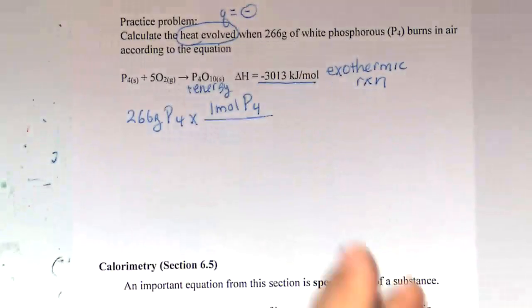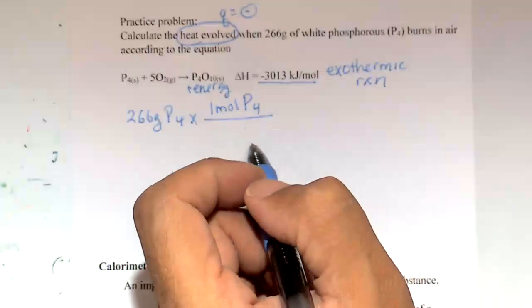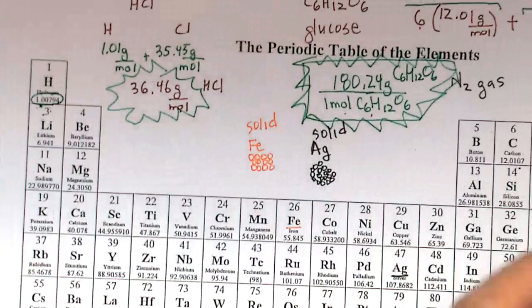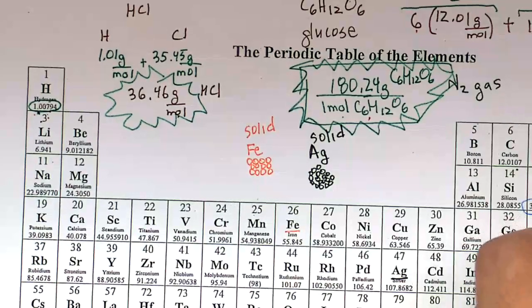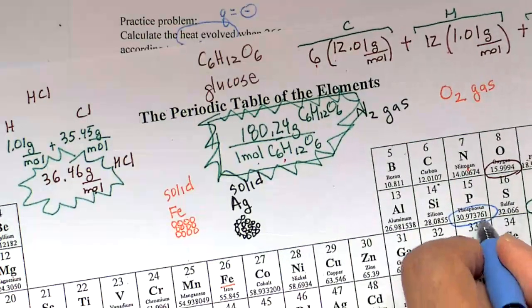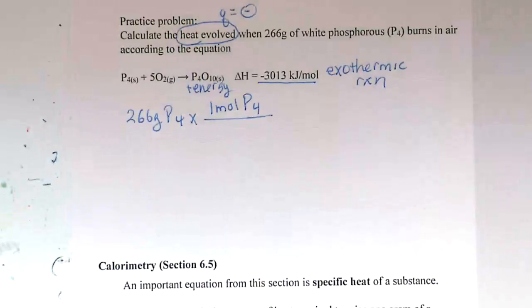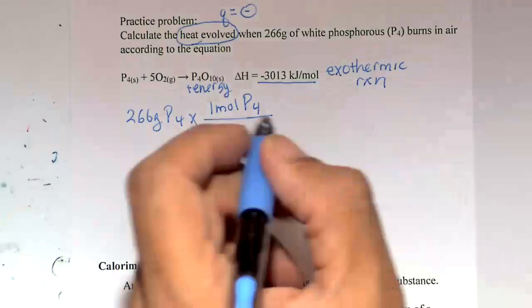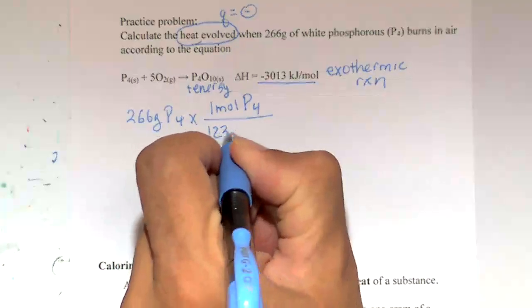So 266 grams of white phosphorus, we'll convert that to moles. P4 is 30.973 times 4. What's 30.973 times 4? 123.89.